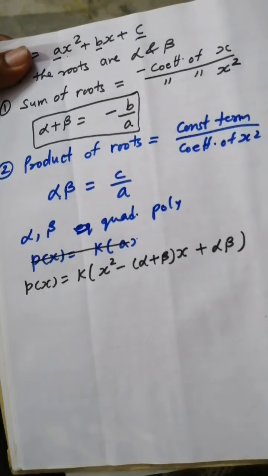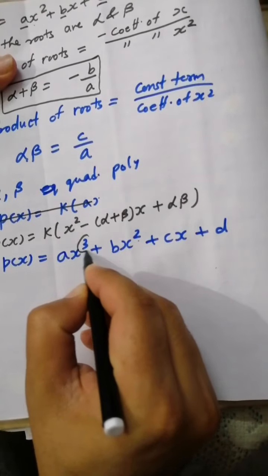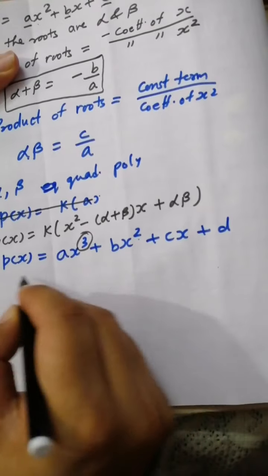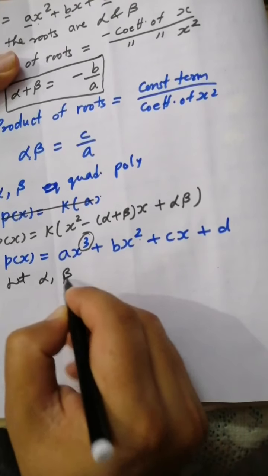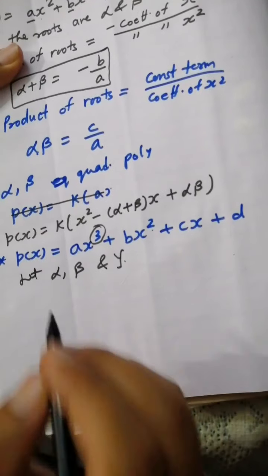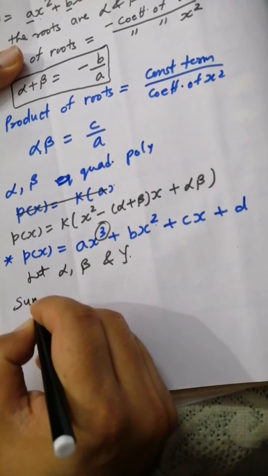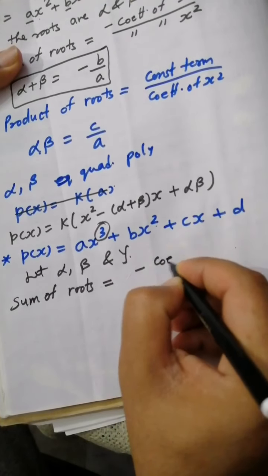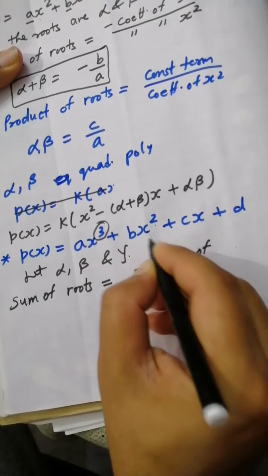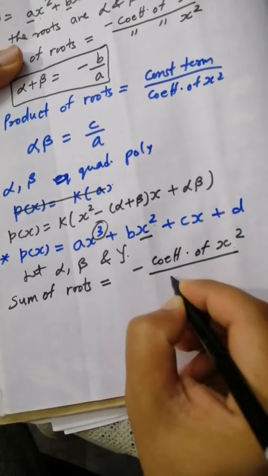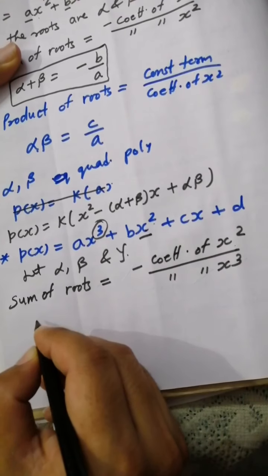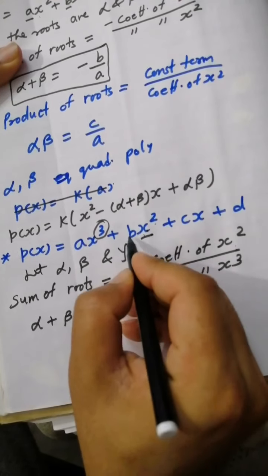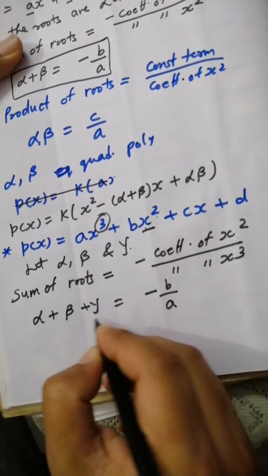of x square and the constant term. Now again we are taking another polynomial, of degree 3. It means a cubic polynomial. Degree 3 means cubic, hence the polynomial has 3 roots. So let the roots be alpha, beta and gamma. The same process applies here. The sum of roots equals minus the coefficient of x square divided by the coefficient of x cube. So alpha plus beta plus gamma equals minus b upon a.